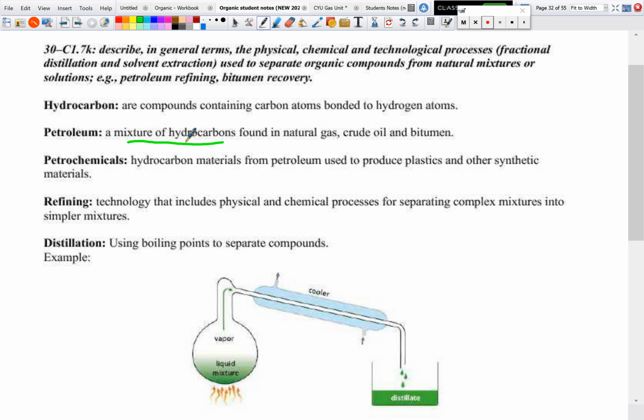Just some of the definitions right here. Hydrocarbon, we touched on petroleum, which is a mixture of hydrocarbons. We have petrochemicals, hydrocarbon material from petroleum used to produce plastic and other synthetic things. Refining is technology that includes physical and chemical processes of separating complex mixtures. And one of the ones we're going to be looking at is distillation. Distillation uses boiling points to separate compounds.